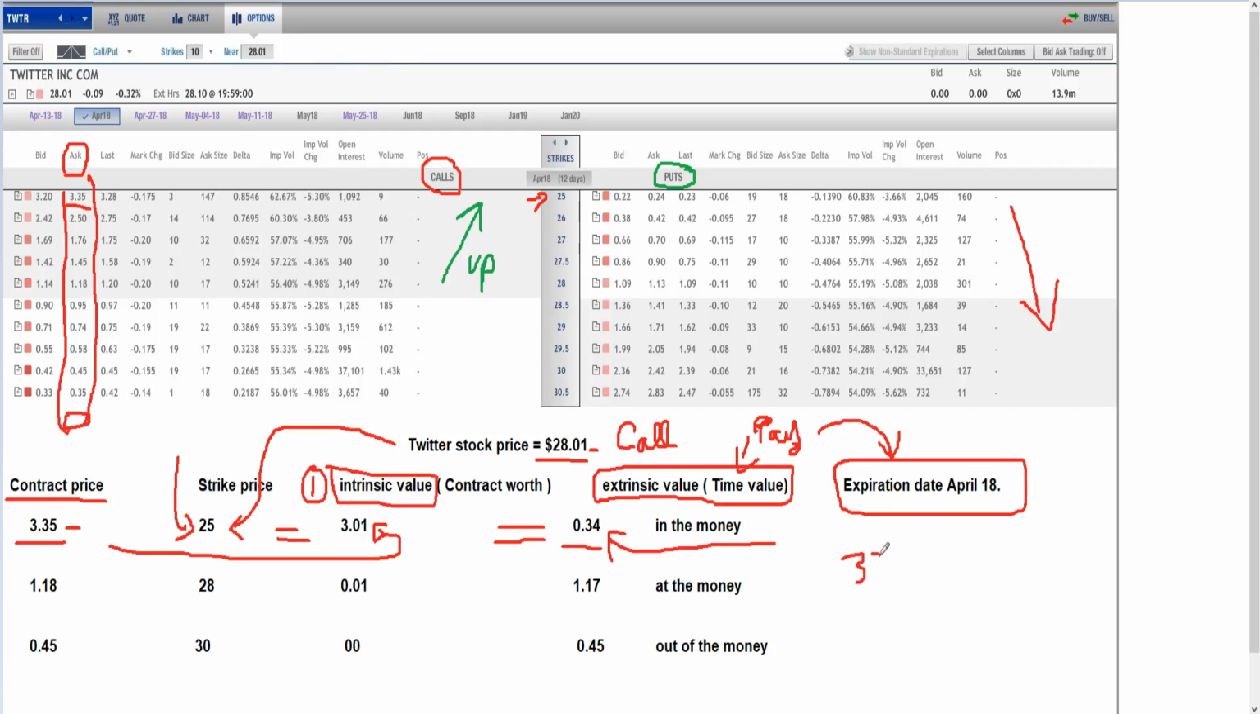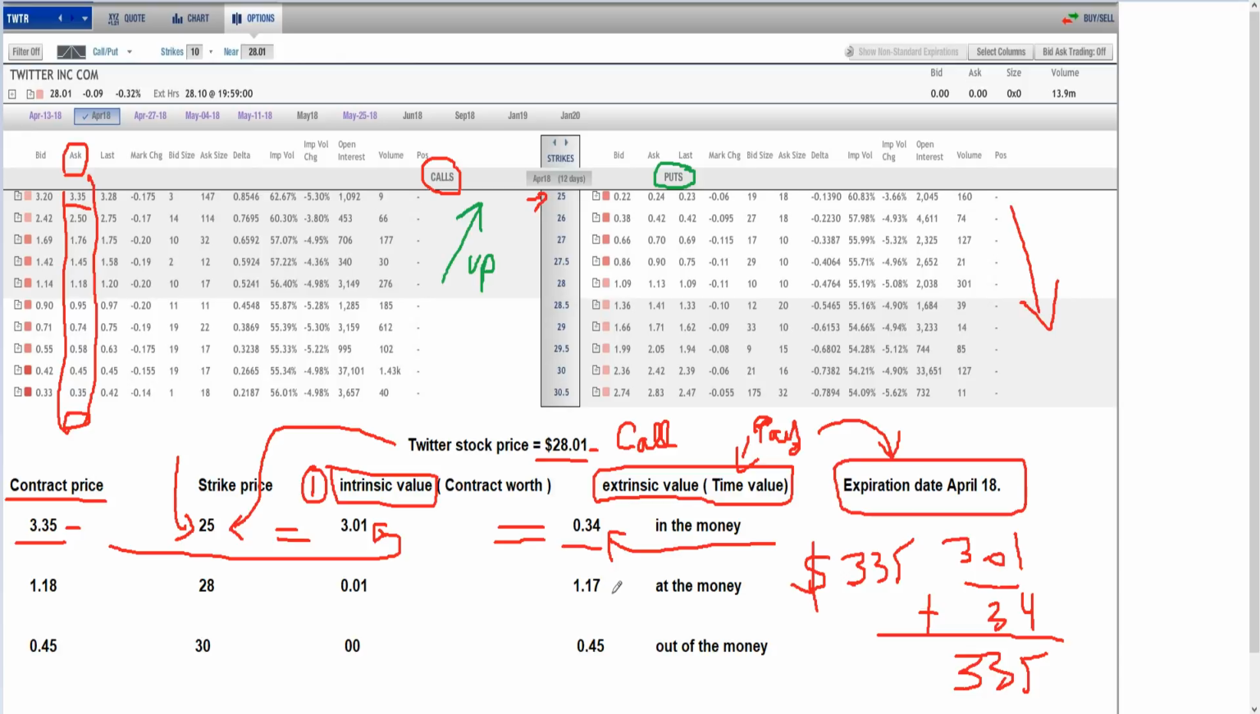Now, $335, this is how much you pay for the contract, instead of buying the stock at $2,801, which is the whole 100 shares. You are just paying $335. You are paying $301 for the value, which is the worth of the contract, plus you are paying $34 for the time to stay, and then it becomes $335. So is this easy? Yes, it is so easy to break down.